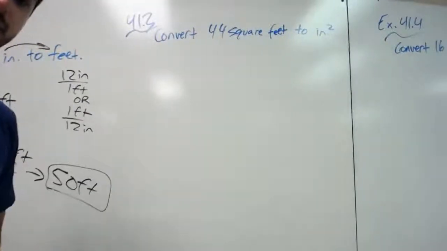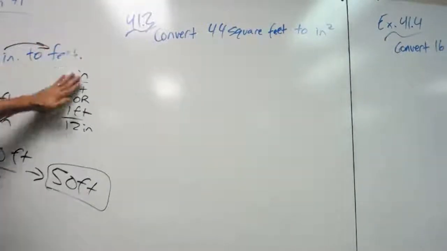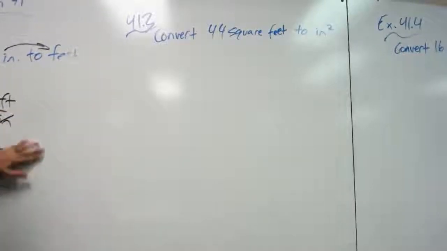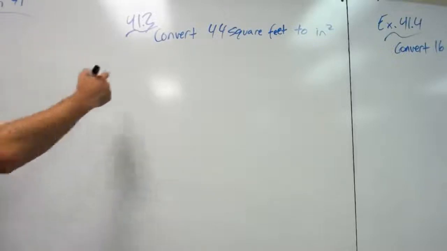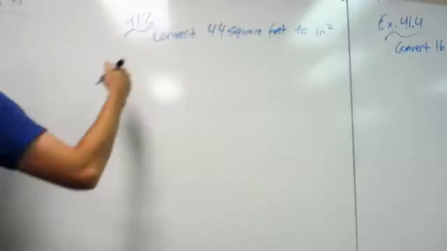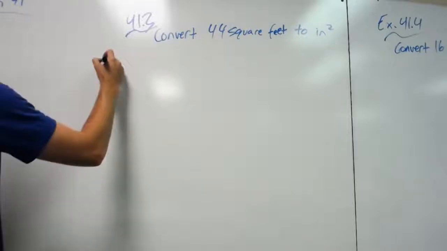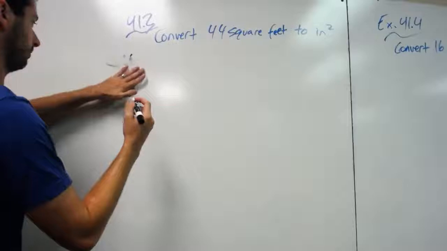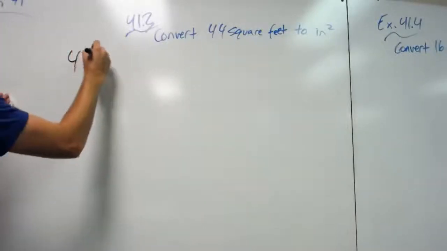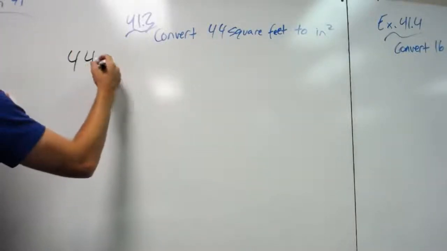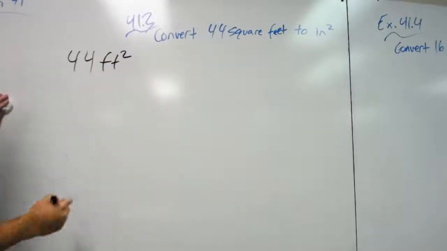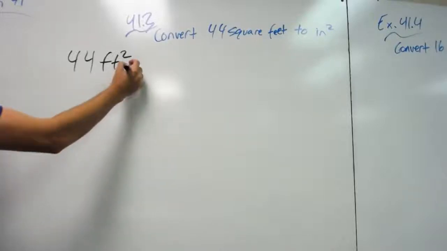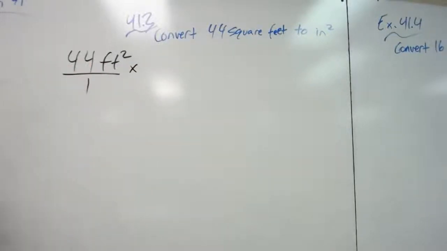Gives us 44 square feet to inches squared, or square inches. So we got to convert this. So what we always do is we start by writing the initial unit that we're trying to convert or change. So we write 44 square feet, which can be written like so, feet squared, and we have to convert it to inches squared. Put it over 1. So what can we multiply?